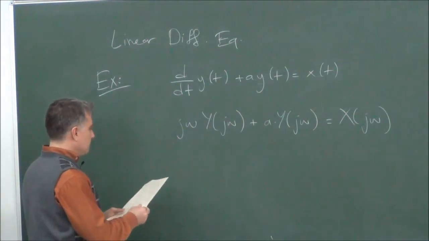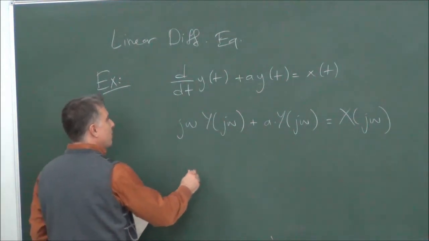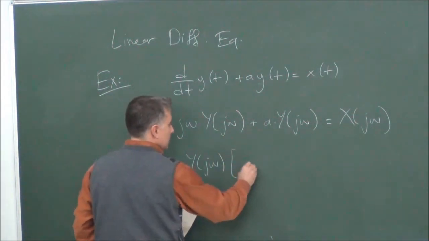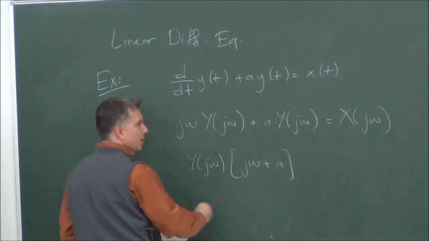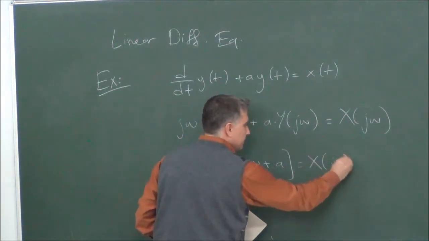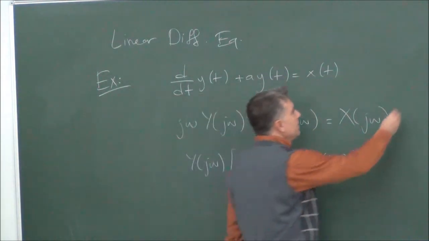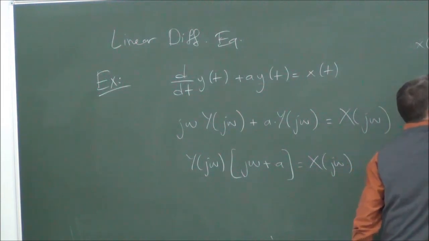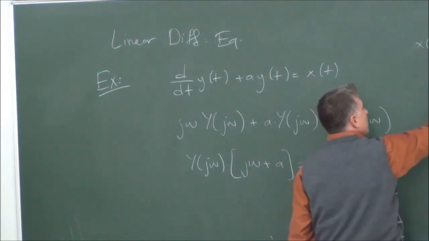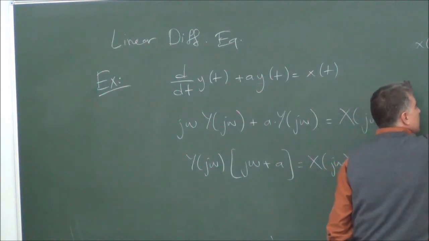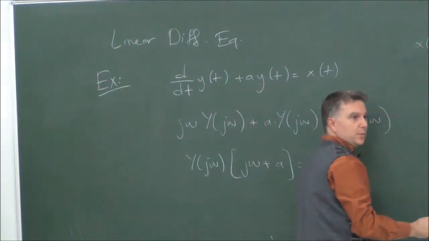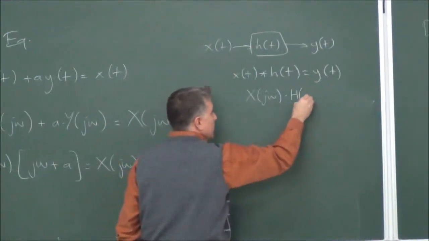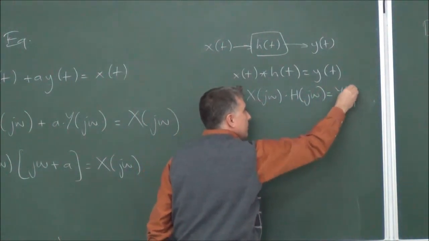Then the system that we're looking for is like this. We have Y of j omega times (j omega plus a) is equal to X of j omega. Now, do you remember that if x of t comes into a system, the output is y of t, meaning x of t convolved with h of t is equal to y of t. And from the convolution property, that is X of j omega times H of j omega is equal to Y of j omega.